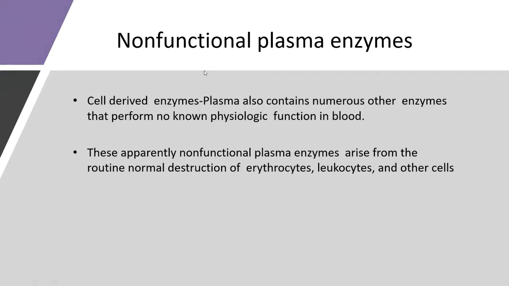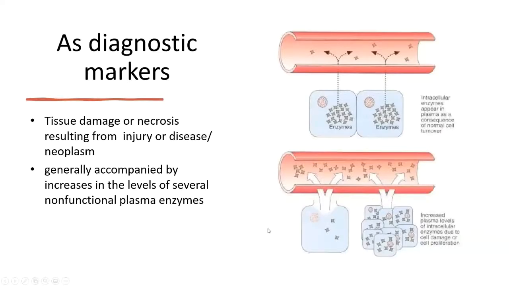These non-functional plasma enzymes are cell-derived enzymes, and plasma also contains numerous other enzymes that perform no known physiological functions in the blood. These apparently non-functional plasma enzymes arise from the routine normal destruction of erythrocytes, leukocytes, and other cells. So any damage or necrosis resulting from injury, disease, or neoplasm is generally accompanied by an increase in the level of several non-functional enzymes.